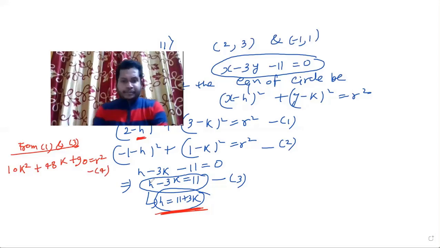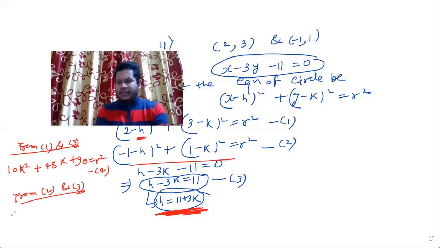In the same way, we'll substitute this value of h in the second equation also. So that means from 2 and 3. In the same way, after you solve, you will get something like this: 10k square plus 70k plus 145, and that will be equal to r square. Let me mark it as relation number 5.